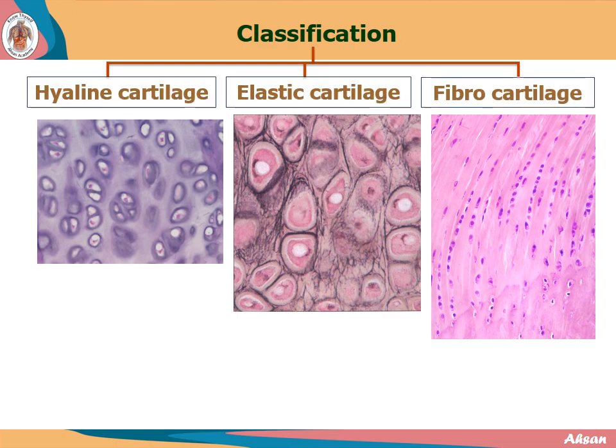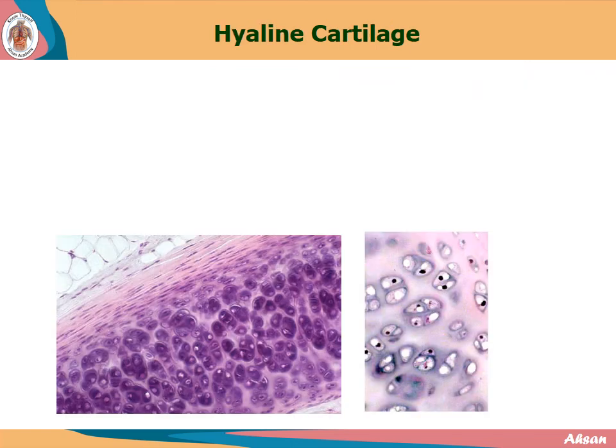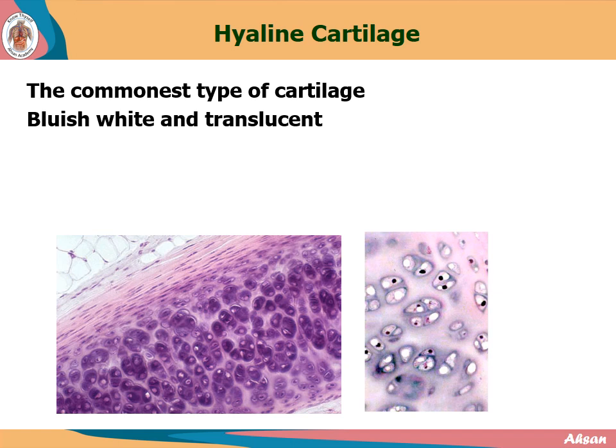Cartilage may be hyaline, elastic, or fibrocartilage. You can see the differences in microscopic photographs. Let us discuss each of them. What are the characteristic features of each of them? Hyaline cartilage is the commonest type of cartilage in the body, and it is bluish white and translucent.